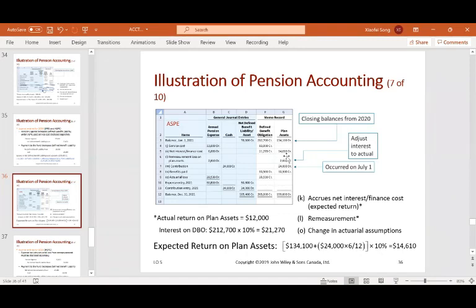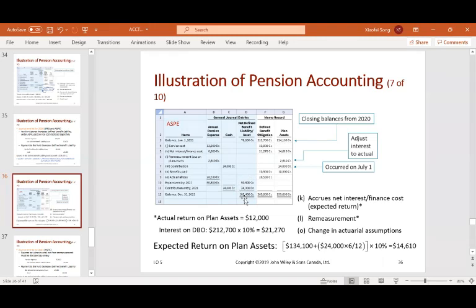So the return is 14,610. The interest expense is higher than the expected return, so the net of the two, 6,660, is added to pension expense. So the journal entry is debit pension expense 6,660, debit plan assets 14,610, and credit defined benefit obligation 21,270.